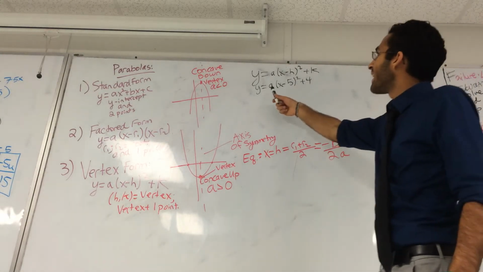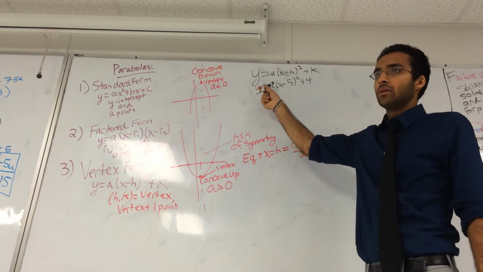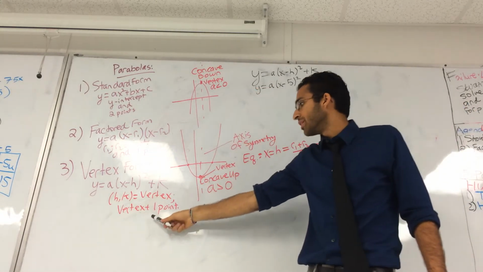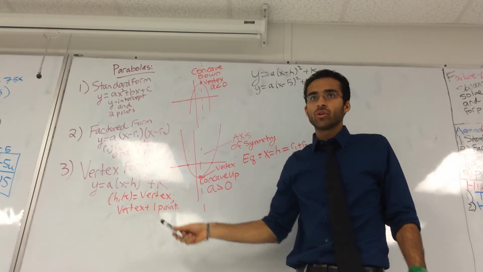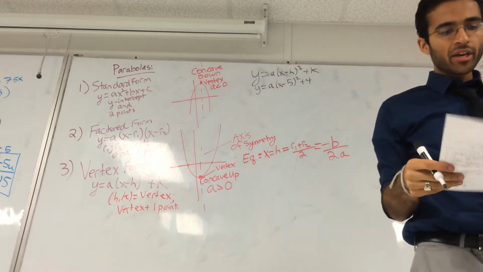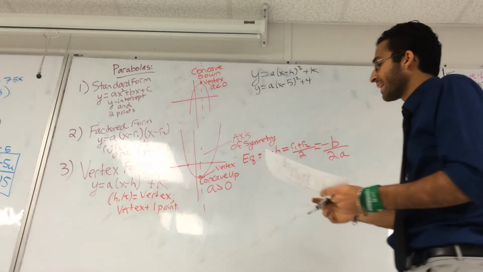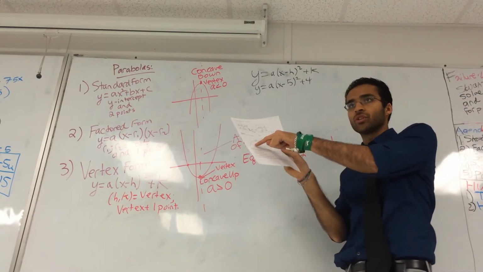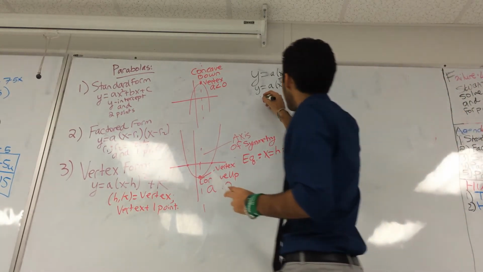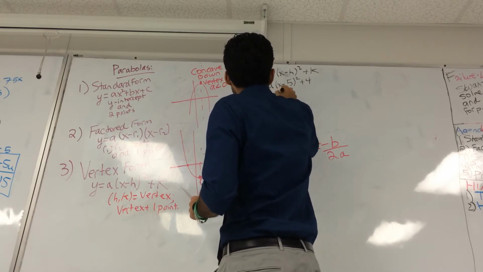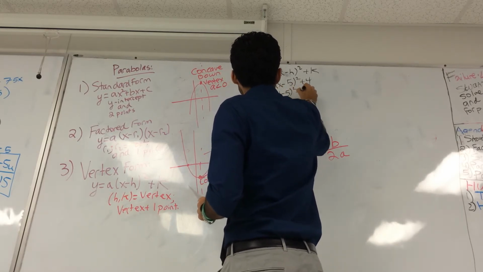And now you got to find a. The way to find a is you need another point. So I can just look on the graph. There are many other points there. I will pick the point 1, 0, because I can clearly see 1, 0 is on the graph. So plug in 0 for y, plug in 1 for x, and solve for a.